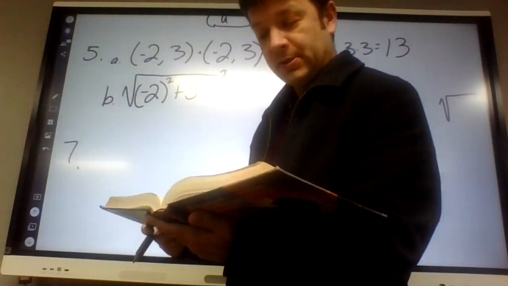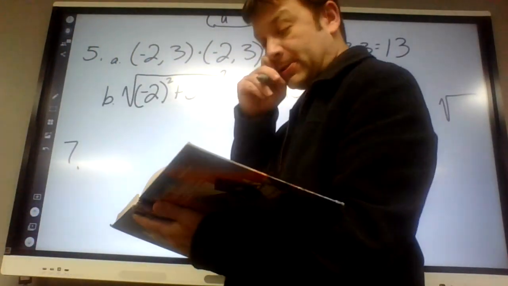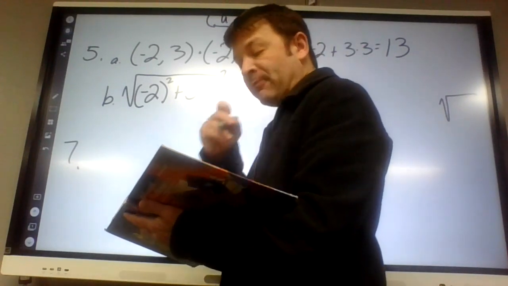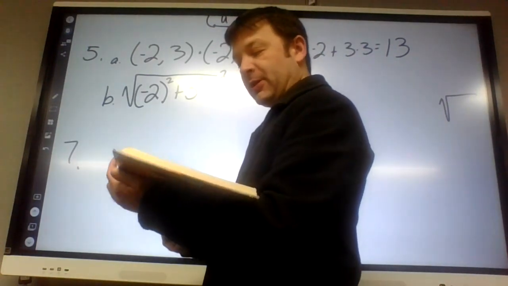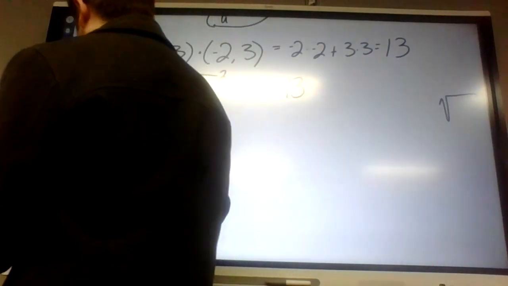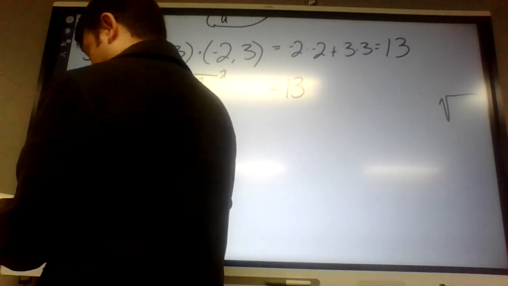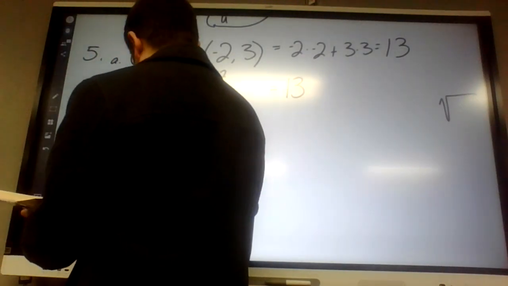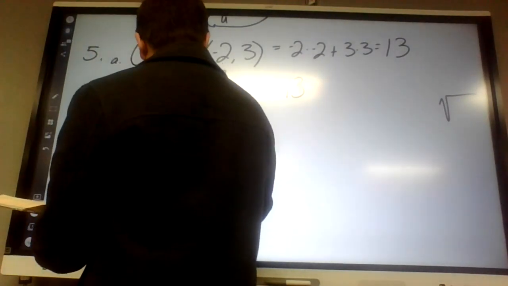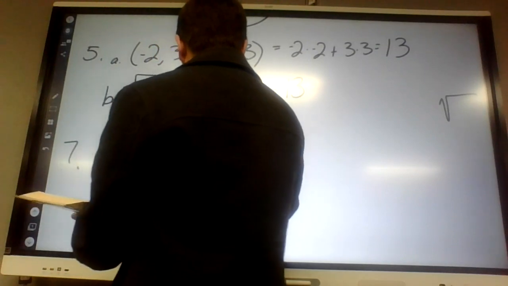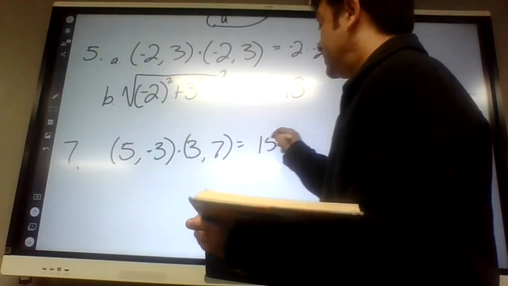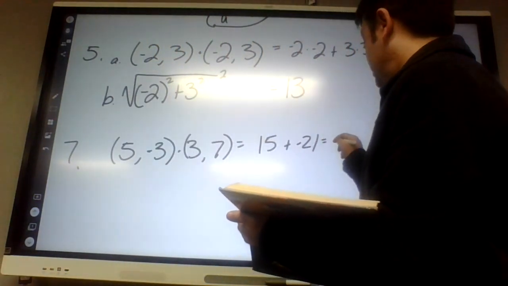Number 7, same thing, kind of. No, let's just do it backwards. Okay. We're supposed to show that u dot v is the same as v dot u. So I gotta show a little work here. So 5 negative 3 dot 3 7 should be 15 plus negative 21 is negative 6.